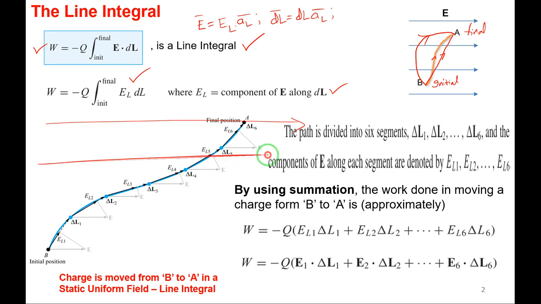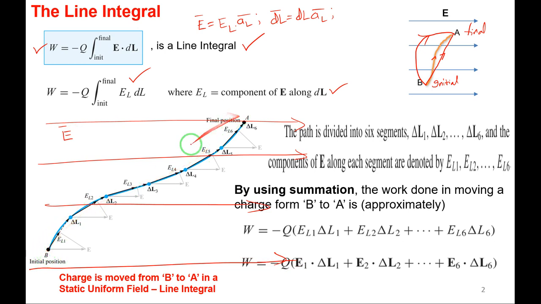Let me draw them. These are the field lines, a static uniform field, E vector, and field lines are everywhere. Then we want to move the charge from this initial position B to the final position A along this path. This is the path we are following.